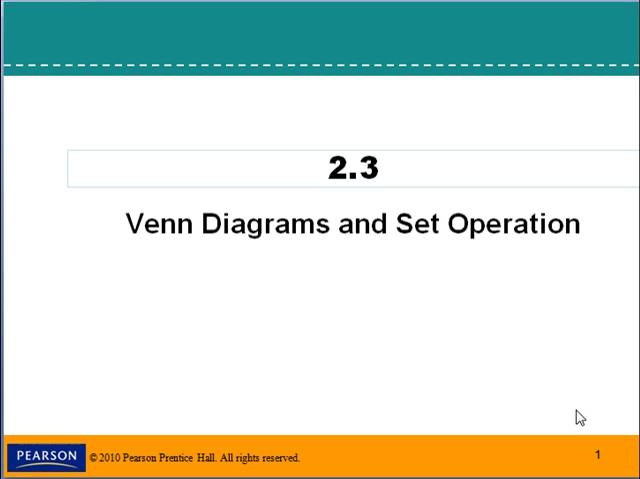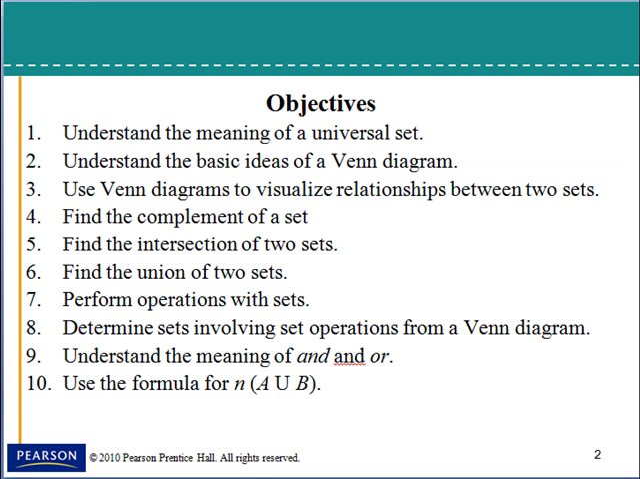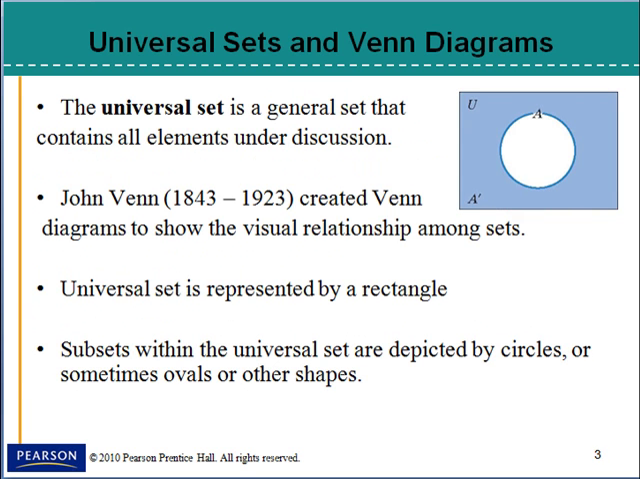In this section, we want to study Venn diagrams and set operations. So our objectives will be to understand the meaning of the universal set, to understand the basic idea of Venn diagrams, and to do the operations between two sets, such as union, intersection, and complement of the sets.